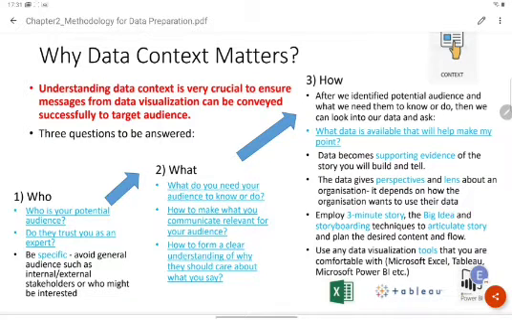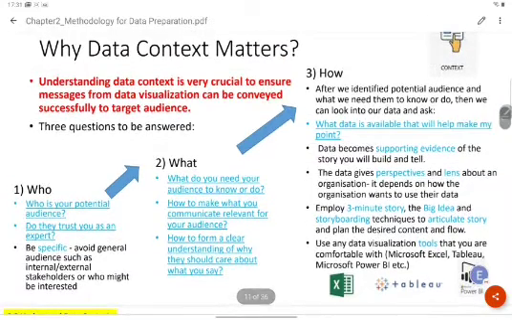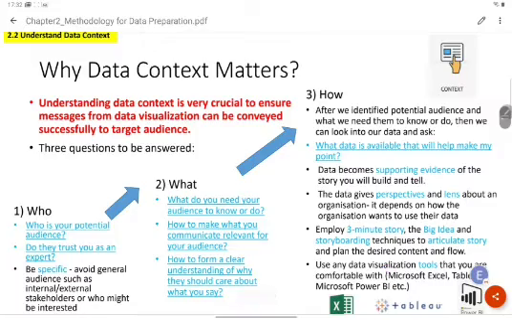Okay, apply 3-minute story, the big idea, and storyboarding techniques to articulate story and plan the desired content and flow. Use any data visualization tool that you are comfortable with. Okay, this is the example. For example, if you are comfortable with Microsoft Excel, you can use Microsoft Excel to create your data visualization.